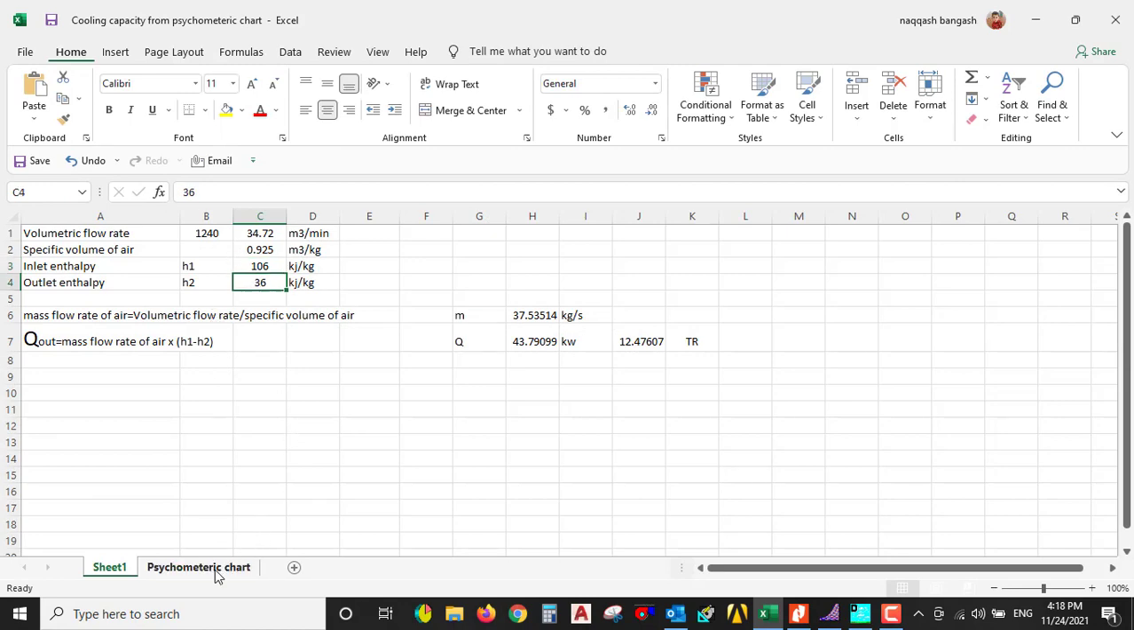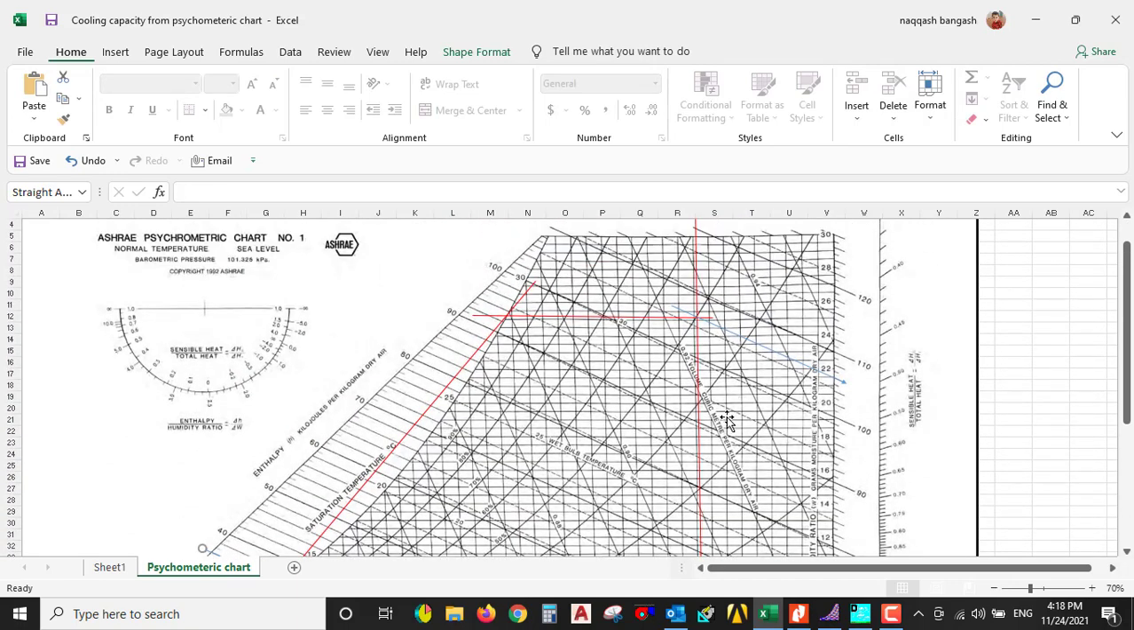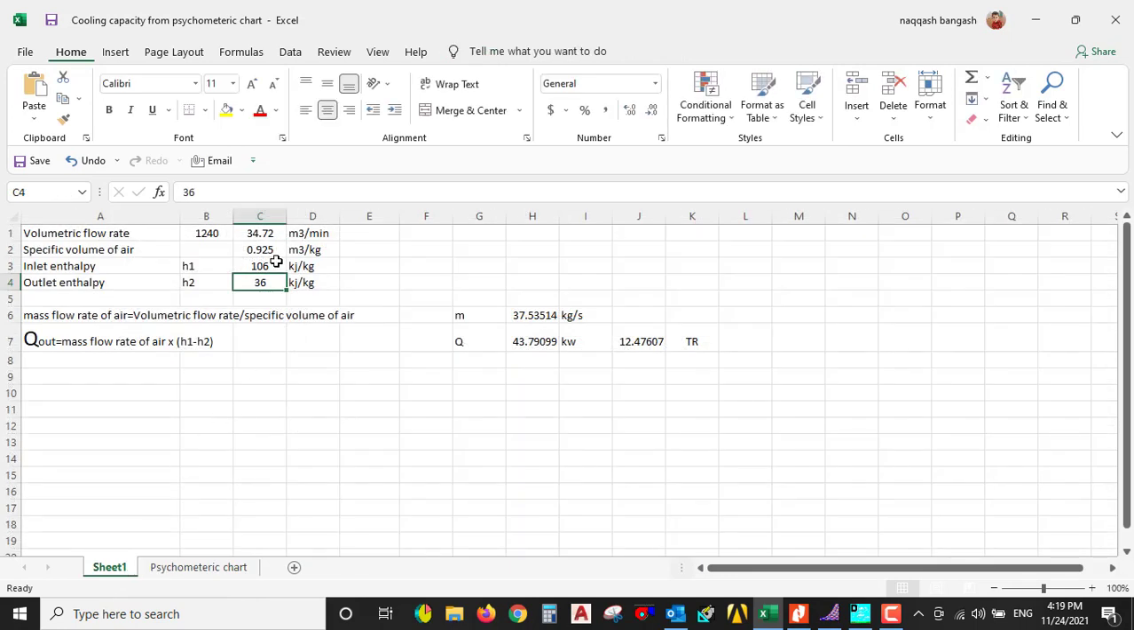And what's the specific volume of air? Here, these are the lines for specific volume of air. Here you can see it's 0.92, and here it is 0.93. So this point is in between 0.92 and 0.93, so we have just assumed that it's 0.925 meter cube per kg.